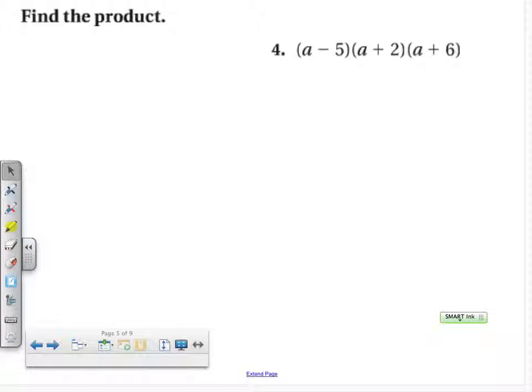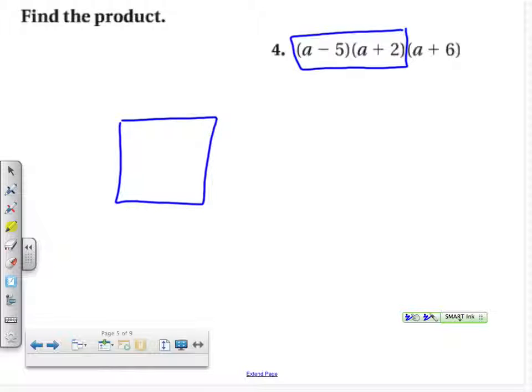Number 4. All right, what do we do when we have three terms? It's not any different. You just do two at a time. Do those two, get an answer, right? So box a minus 5 and a plus 2.